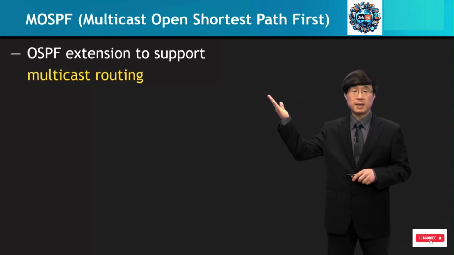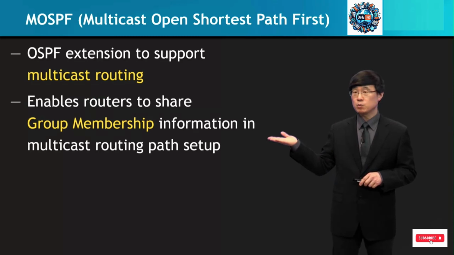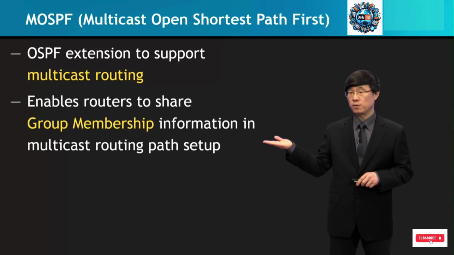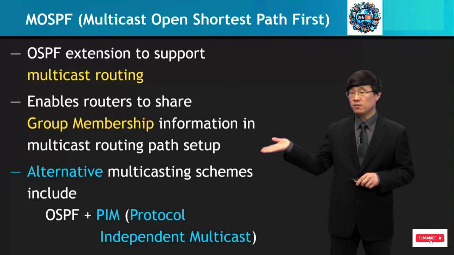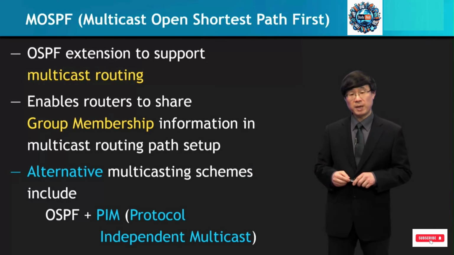MOSPF stands for multicast OSPF. It is an OSPF extension to support multicast routing. It enables routers to share group membership information in multicast routing path setup. Alternative multicasting schemes do include OSPF with PIM, which is Protocol Independent Multicast.